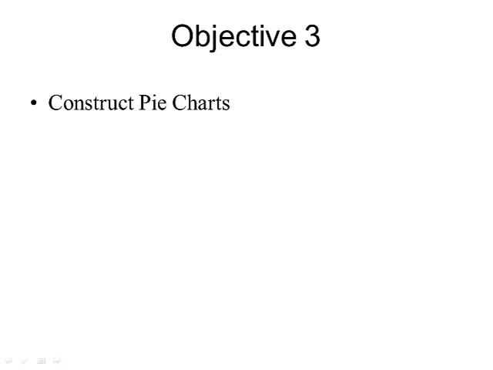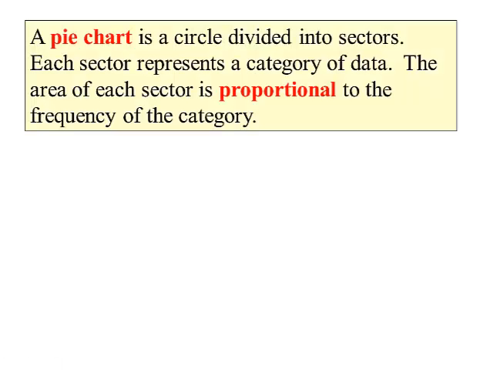Lesson objective number 3, construct pie charts. Okay, a pie chart is a circle divided into sectors, and each sector represents a category of the data. The area of each sector is proportional to the frequency of the category. A pie chart lets us see one category in relation to the whole.